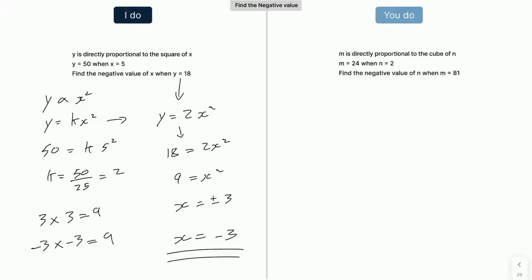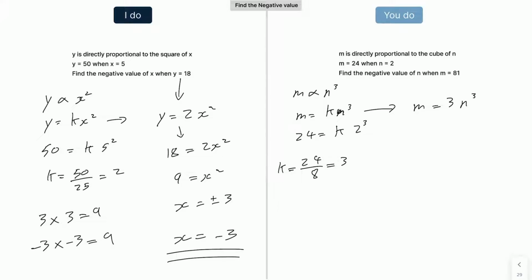So looking at the one on the right, it says m is directly proportional to the cube of n. So we can, again, go ahead and solve this. m is 24, k, and n, that's going to be cubed there. So that's going to be 24 divided by 8 is equal to k, which is 3. You can sub that into here, so m is equal to 3n cubed.